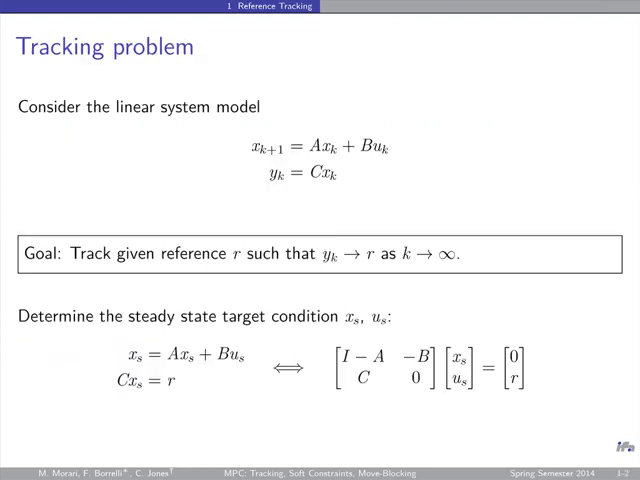Okay, what's the problem we take? We have this linear model that you have seen lots of times. What does tracking mean? Tracking in our context means we want yk, the output, to go to some reference r as k goes to infinity. And so you remember your objective function in the MPC controller. You have some terminal weight on x, and you have some weight on x over time u.